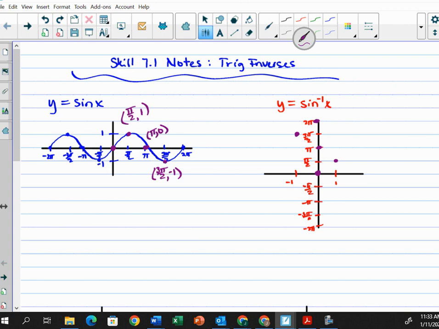You can think through all those points on the left side of your original sine graph, or you can start just following the pattern on your inverse graph here, whatever works for you. I'm going to keep plotting these. And then you connect them.